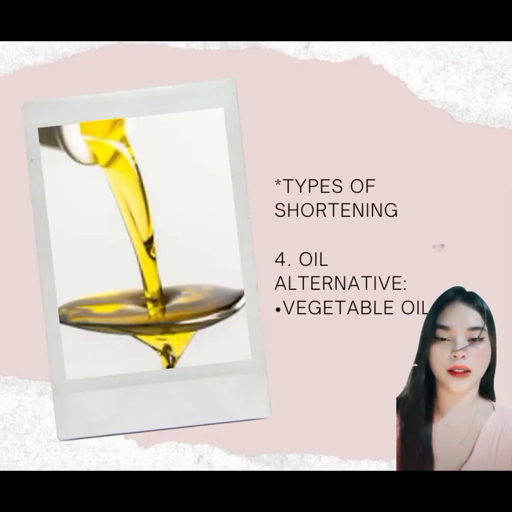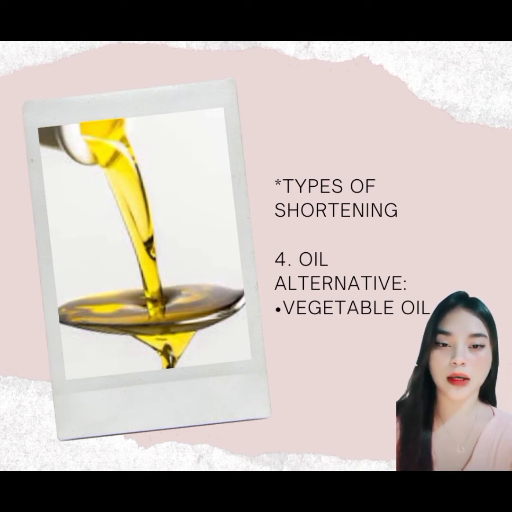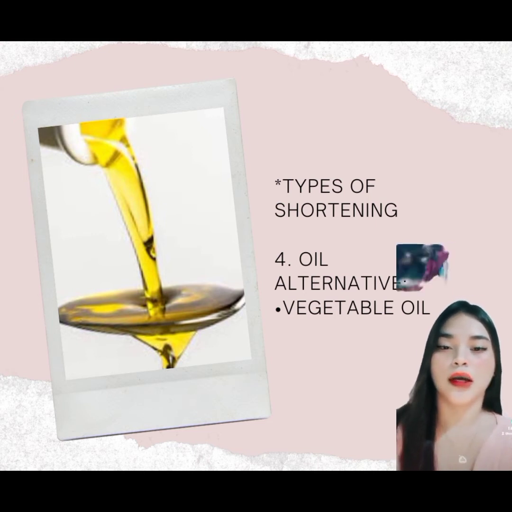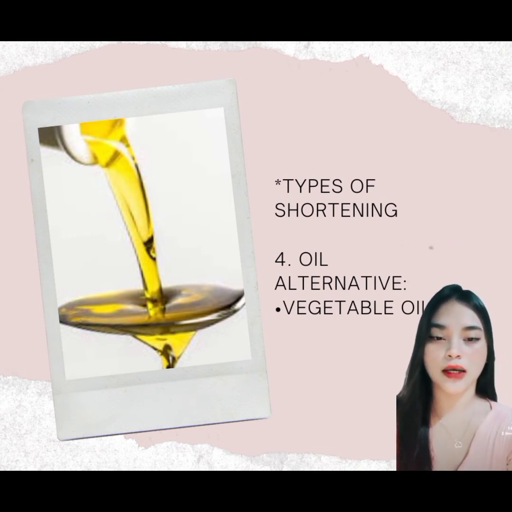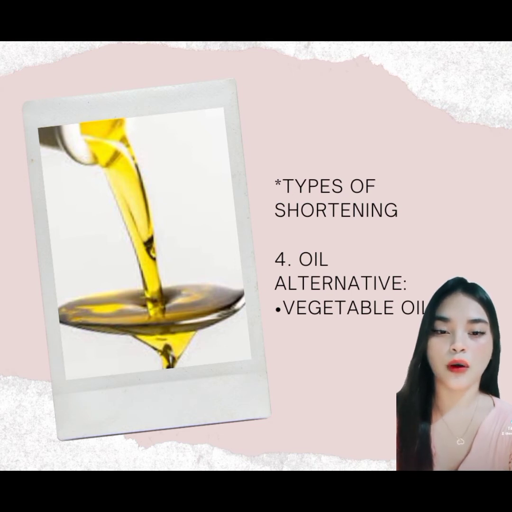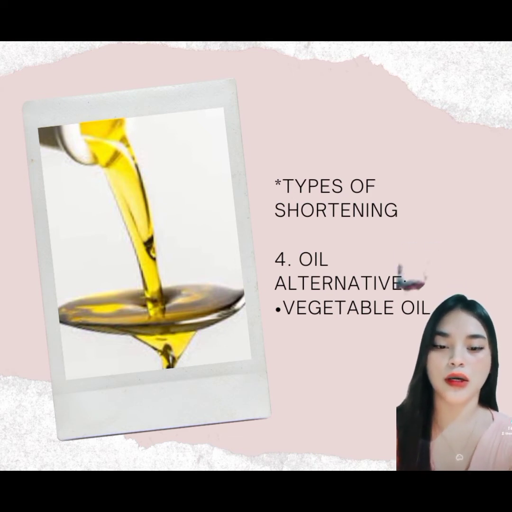Types of shortening. Oil. Alternative: vegetable oil. Vegetable oil can be substituted for another neutral oil like canola, sunflower, peanut, or grapeseed oil in a pinch. In certain circumstances, you can also use coconut oil, olive oil, or even applesauce. It's all about knowing when to use each substitute.